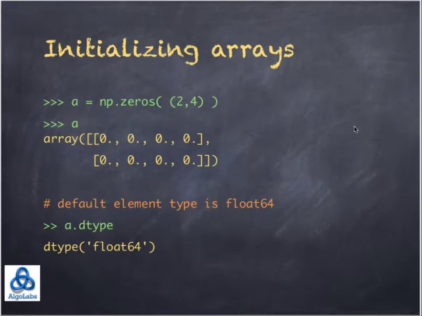We can initialize an array by using zeros. So here, for instance, this function takes the dimensions 2 rows and 4 columns and produces a 0 valued array with 2 rows of zeros and 4 columns. Notice that the zeros have decimal points after them. That's because by default, NumPy assumes that an array has type float, in particular a floating point of 64. So we can find out the array type by using dtype. By default, the dtype is float64.